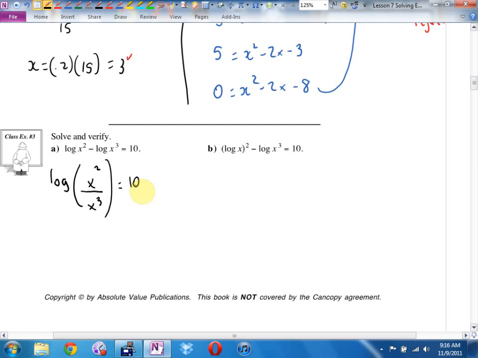10 to the 10th equals, by the way, what is x squared over x cubed? How many x's on top? 2. How many x's on the bottom? 3. How many x's left and where? 1 on the bottom.